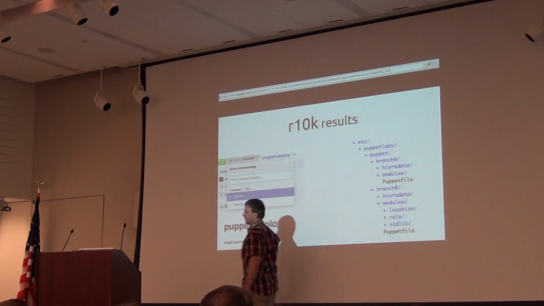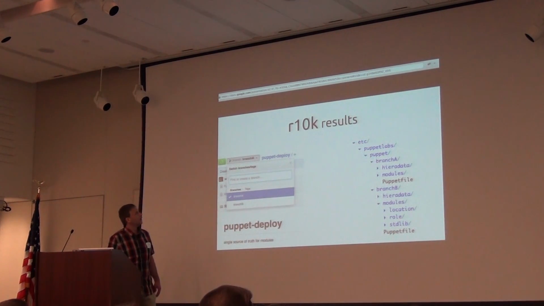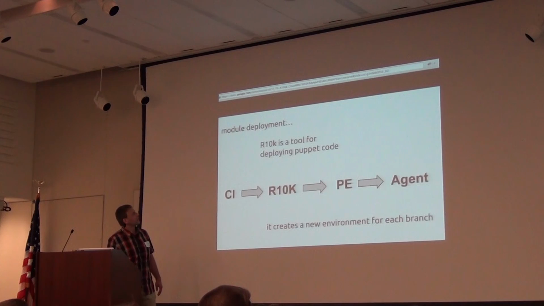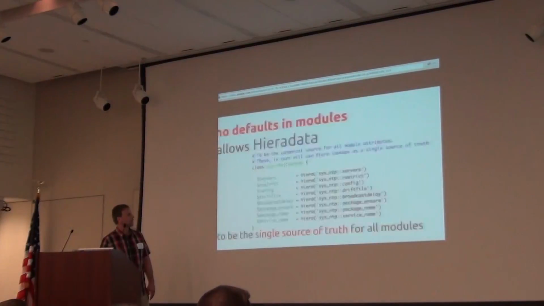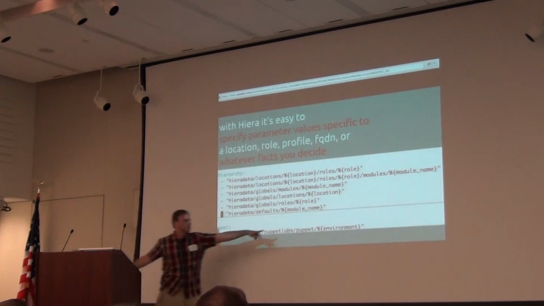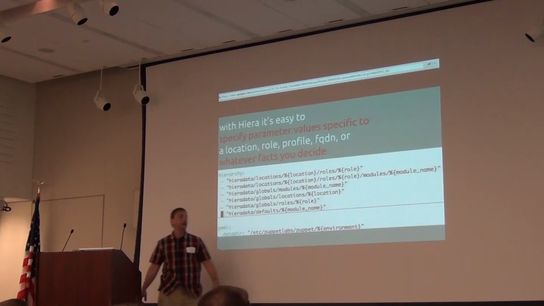So that's how that works. Here's the Puppetfile, and that's pretty much it. It creates a new environment for each branch, and again, it's literally just a directory on the file system that gets read right here. That becomes branch A.